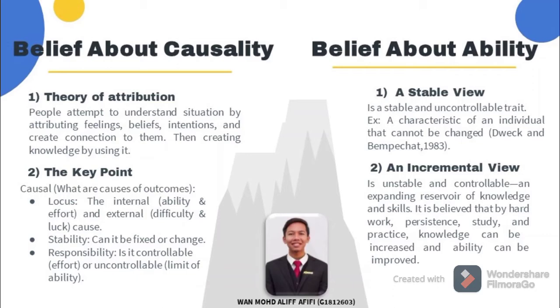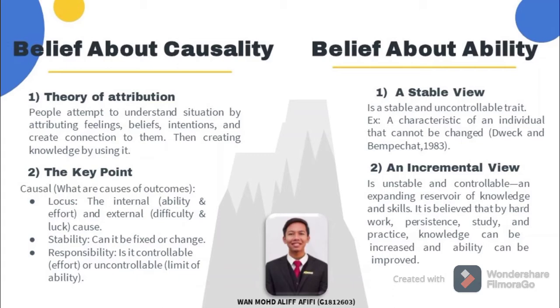factors. The third one is responsibility. A controllable like people effort or uncontrollable like human ability limitation. Like I said before, effort is something that can be manageable by human depending on motivation and other factors. Okay, but human ability limitation is something that is uncontrollable.